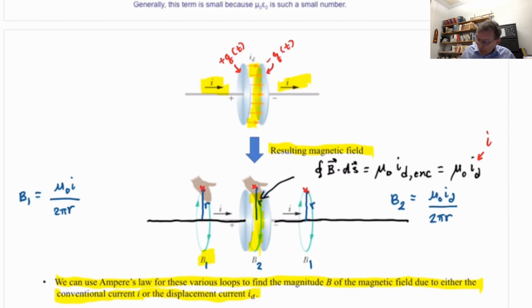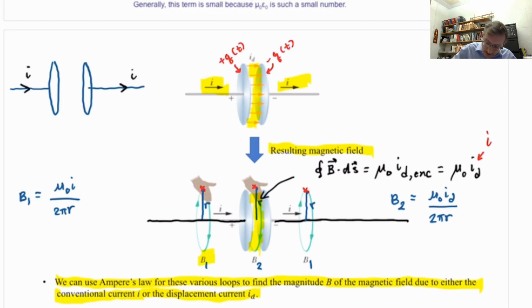Note you can use this approach. Let me draw up over here. I'll try to draw. Oh, that's pretty bad. A perspective view. One plate, other plate, wires with conventional current I, like so.